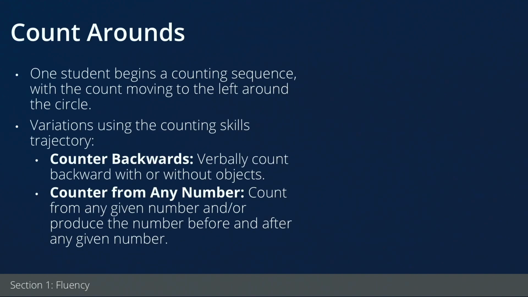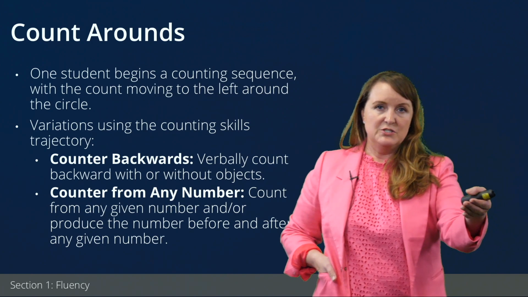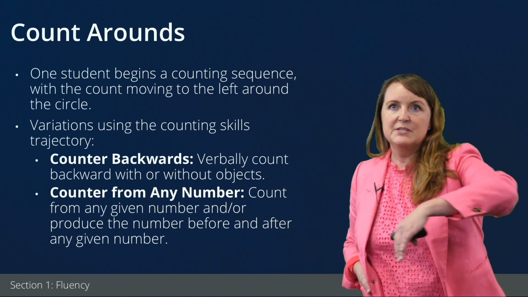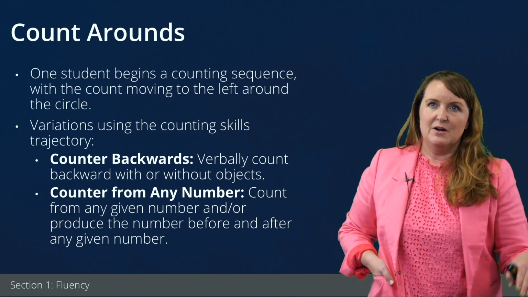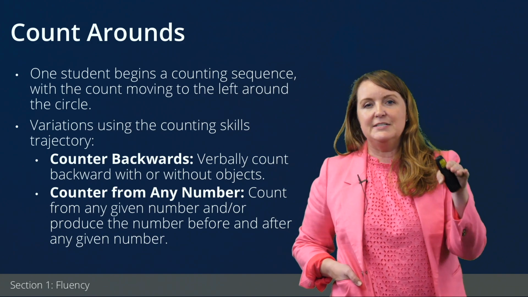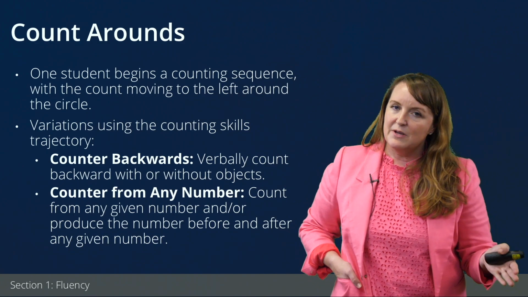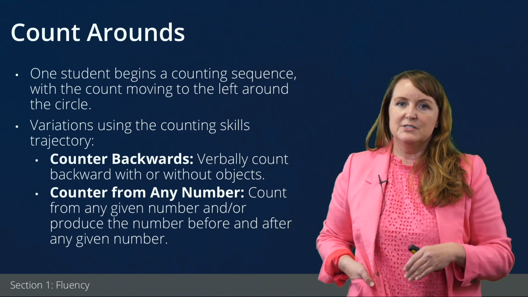Another way that students can count is to practice using count-arounds. So here, maybe you've got a group of students in your classroom, and you'll point to one student, they're going to start the counting sequence, and then we move around the circle as we count around. So we can count forward 1, 2, 3, 4, 5, 6, 7, 8, 9, 10, 11, 12. We could also count backward, maybe starting at 20, and let's count backward all the way to 1 or 0.